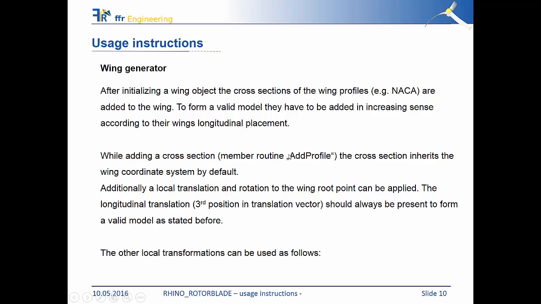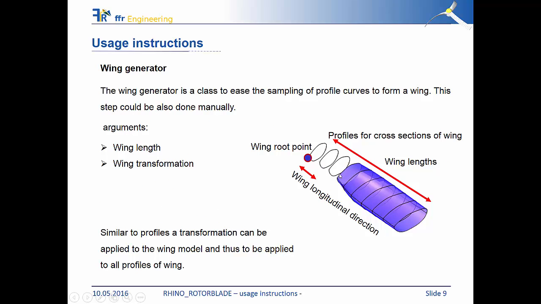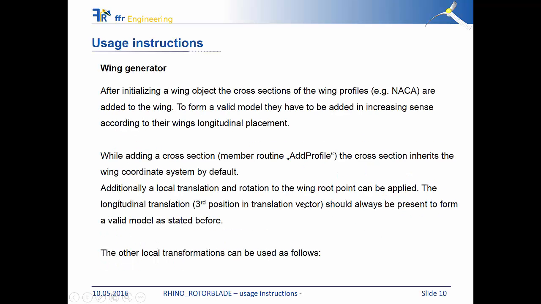Yeah, and this is described here, but we will have a look at the code. Basically, I only want to point your attention to this add profile. This is a command from the source code where you add, I'll jump back here, for example this cross section to the wing. Of course, now it's important that you add them one after each other according to their position on the longitudinal wing direction. This is what you will have to do.